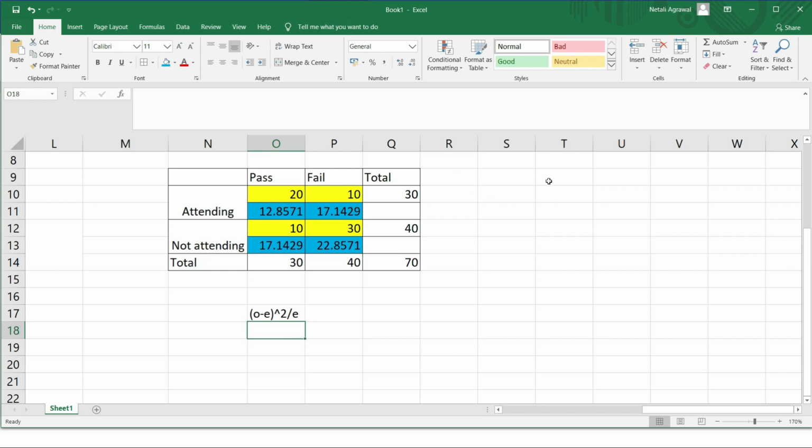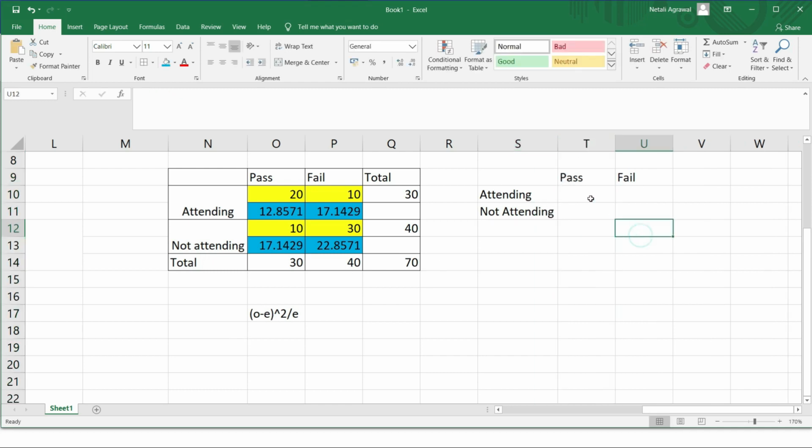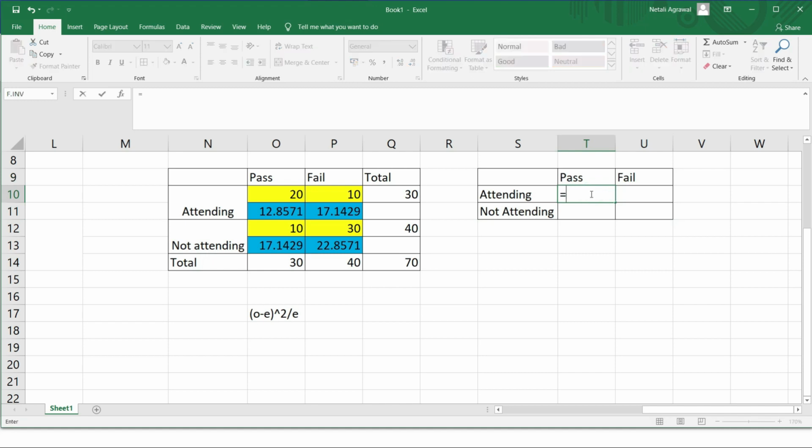I'll create a similar table over here also. Pass and fail, attending and not attending. Okay, and we will calculate these values for all the columns. So as I told you, it is observed minus estimated to the power 2 divided by your estimated value. So this is what it gave me. Same thing I'll apply over here also.